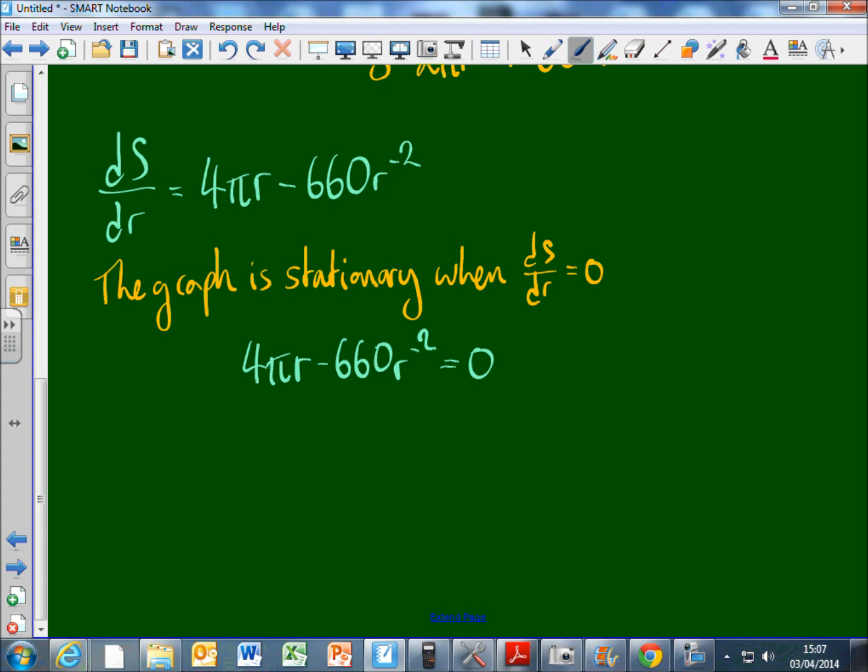So how can I solve this? Now, what I said the other day was, when you differentiate it, you want it in this form with the indexes with the negatives in. But when you're actually trying to solve it, it's probably better to write it in the other form where the r is on the bottom. So can someone write this back how it originated with the r on the bottom? Do I have to do anything with the first bit? No? But what about this second term I've got? Minus 660 r to the minus 2. What would that be the same as? Brilliant. Okay, and I think you'll find that easier to solve now.